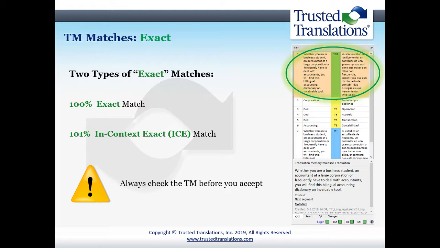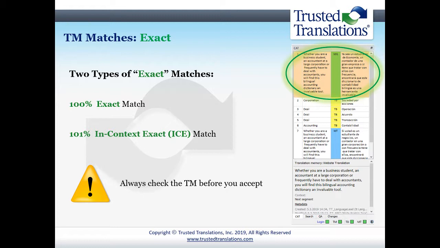They appear in green. In-context exact, or ICE matches, show a match of 101%. These are exact matches that also occur within the exact same context. Context is particularly important when a segment contains only one or two words that might have multiple possible translations, depending on the context. In-context matches, like exact matches, appear in green. Automatic, or machine translations, appear in blue. Those are used for post-editing, which is a topic for another video.